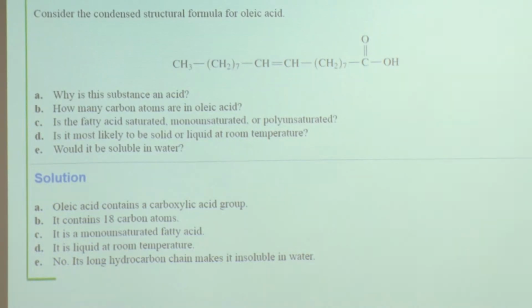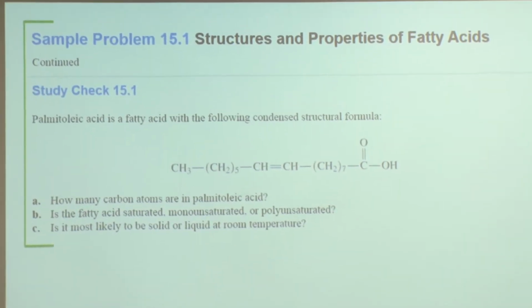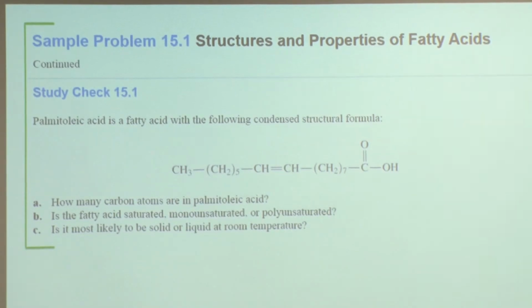So looking at all these formulas, we are able to figure out the number of carbons, all that stuff. So fatty acids. Palmitoleic acid is a fatty acid with the following condensed structural formula. How many carbon atoms? So again, we are looking at 5 carbon chain, 7 carbon chain, that makes it 12, 13, 14, 15, 16. So I'm counting the carbon on the carboxylic group as well.